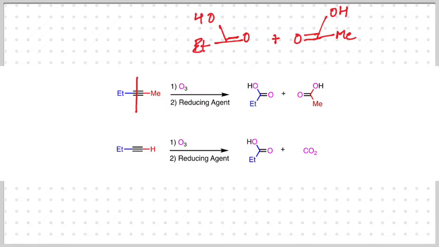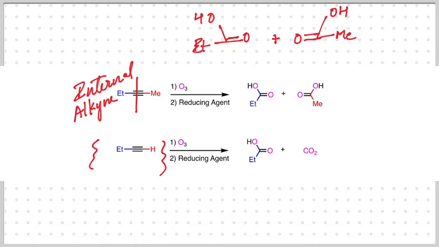So in an internal alkyne, you have substituents on both the sides. So this is an internal alkyne. But if you have a hydrogen atom instead of one of the substituents, we call that one a terminal alkyne, and this is an example of a terminal alkyne.